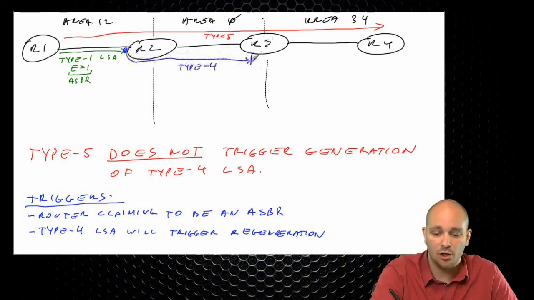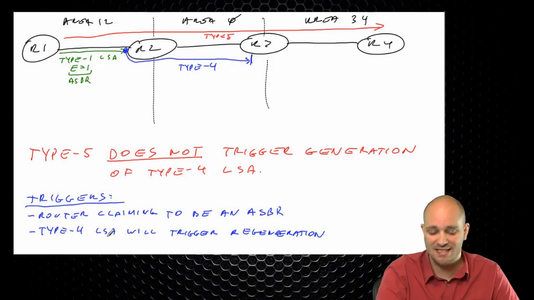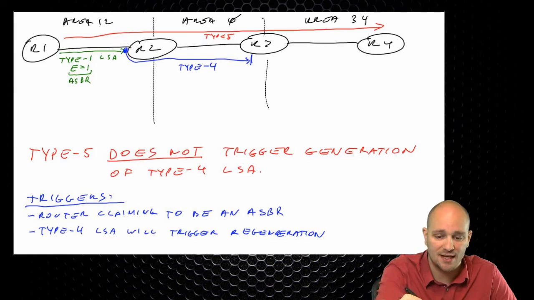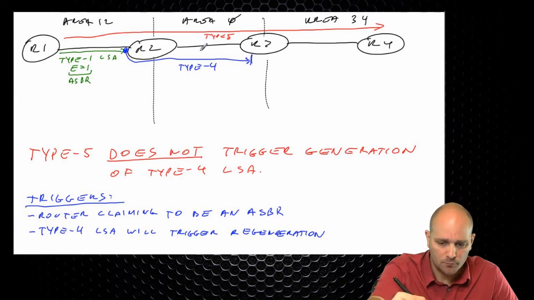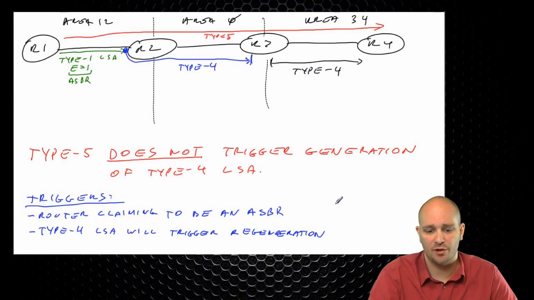Now, R3 here, of course, doesn't see this information here, but it does have this information. So this is this second trigger. This presence of type 4 LSA will cause our R3 here to actually regenerate type 4 and send it into the area 34.